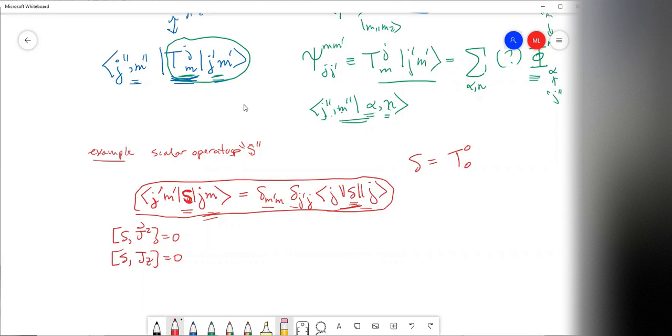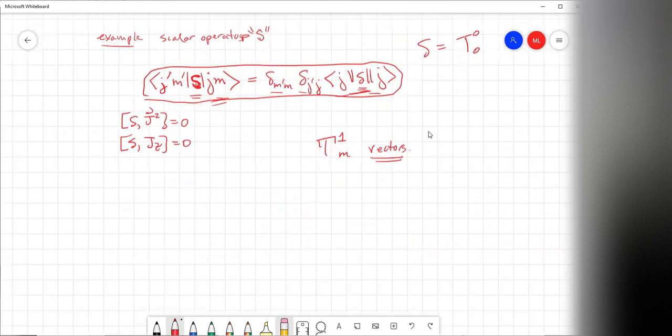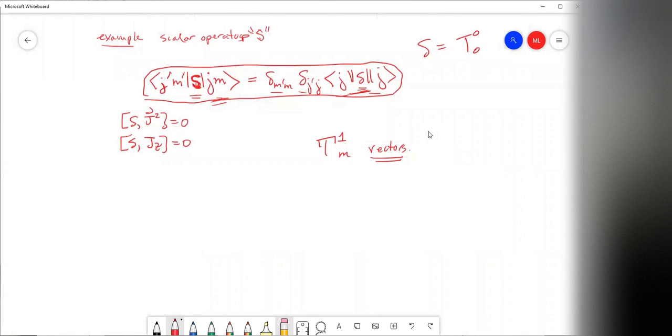So, okay, what about these operators, the 1M's? These guys are the vectors, or the spherical vectors. And if you recall, we're going to call these V's. We're going to call them V0 and plus or minus 1.